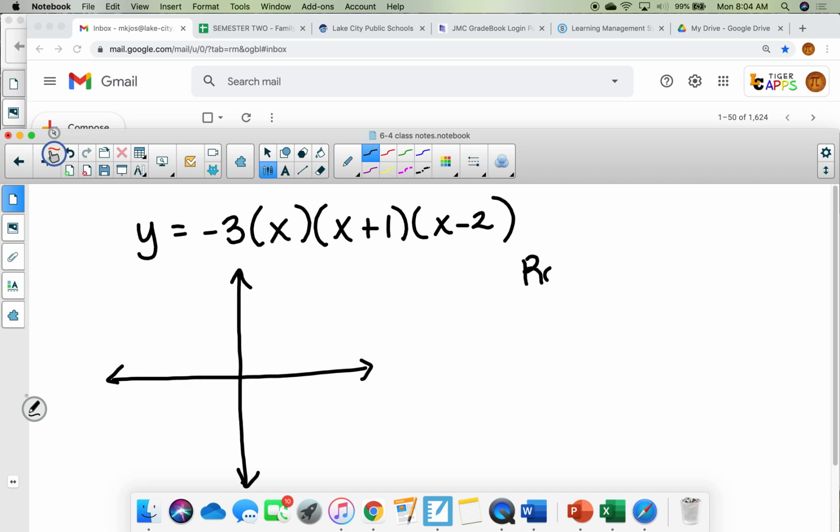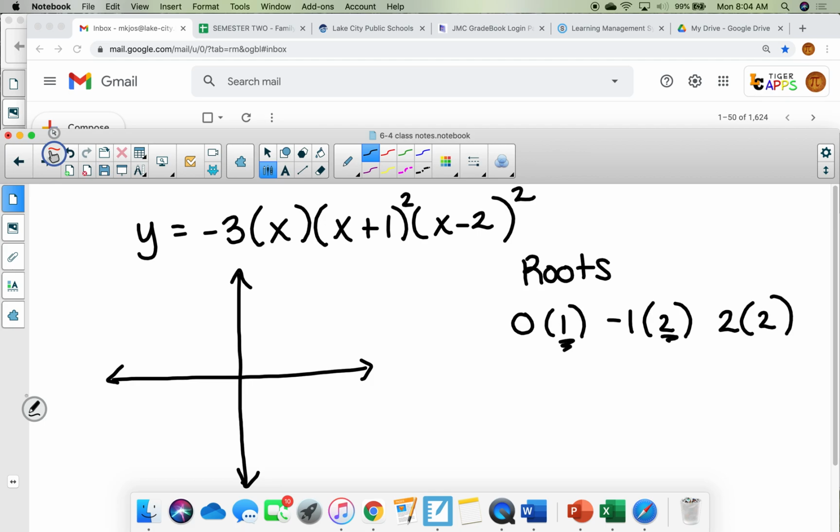My roots. 0 is one answer. Let's make this to the second, and let's make that one to the second. Okay, so 0 is one answer, and there's only one of them. -1 is another answer, there's 2 of them. And 2 is an answer, there's 2 of them. If I add these all up, it's going to be to the 5th power.